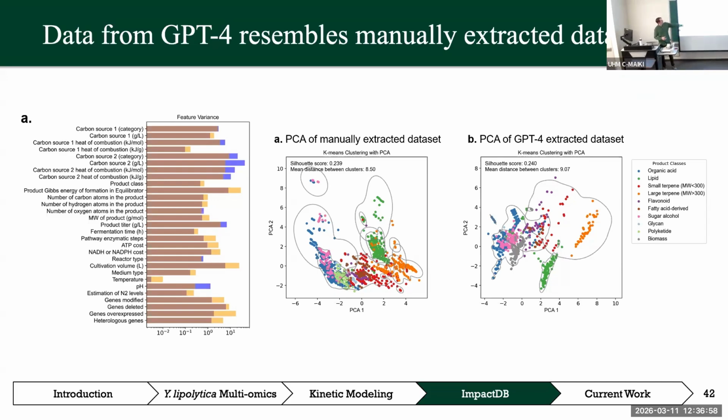And when we look at a PCA of the data, we see that there's maybe a bit more separation between the different product classes with the AI extracted data, but that the silhouette score and mean distance between the clusters is pretty much the same. So I think these are close enough to each other that the data is reliable.